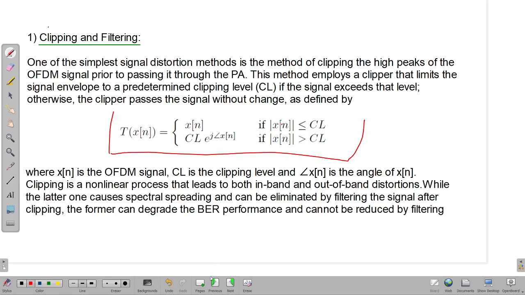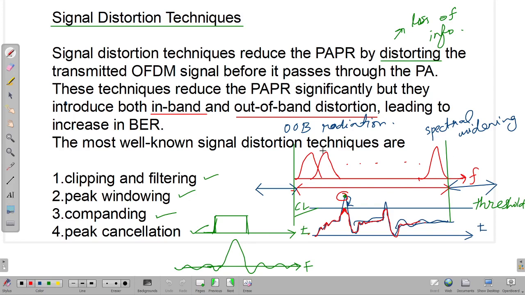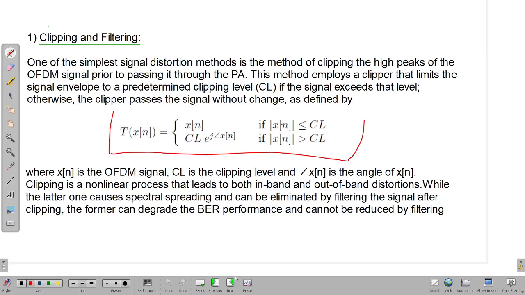And when we are doing this clipping operation, it results in this in-band and out-of-band distortion. Out-of-band distortion is filtered out using a filter. While both in-band and out-of-band distortion cause spectral spreading or spectral widening.